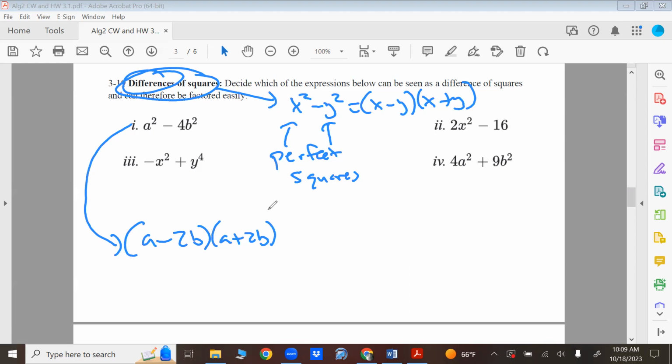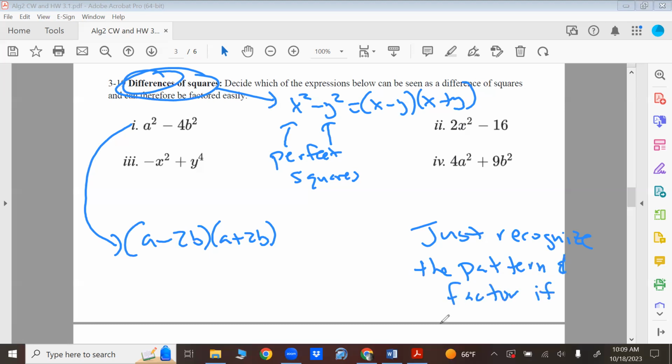So this is a matter of just recognition. Just recognize the pattern and factor if difference of 2 squares. Right? Just recognize the pattern and factor if difference of 2 squares.